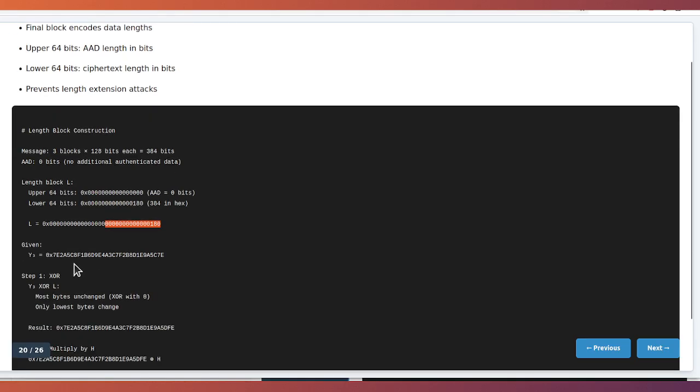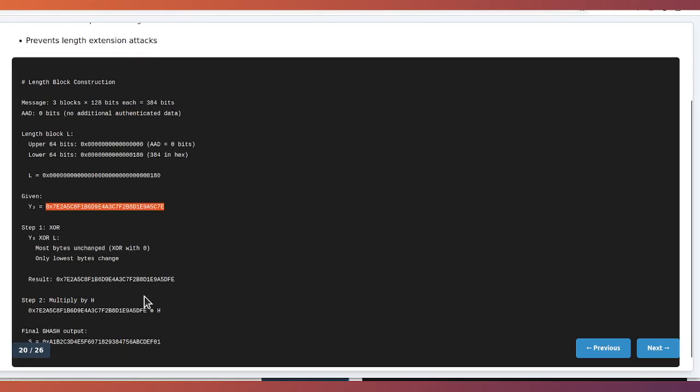Step 1. Compute y3 XOR L. We have y3 equals beginning with 7e and ending with 7e and L equals beginning with 00 and ending with 180.